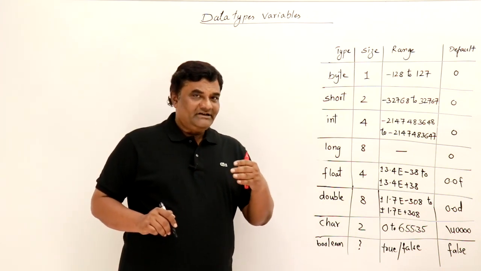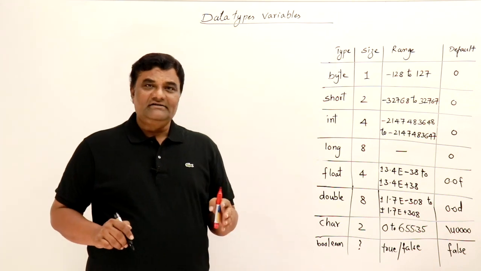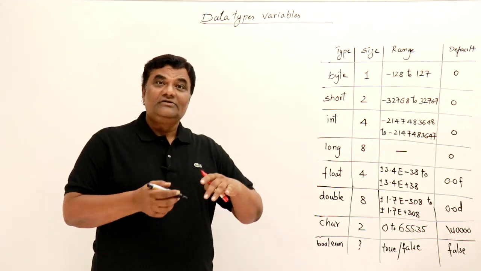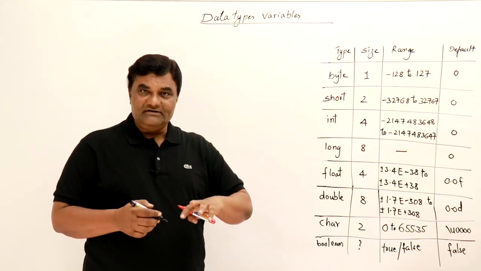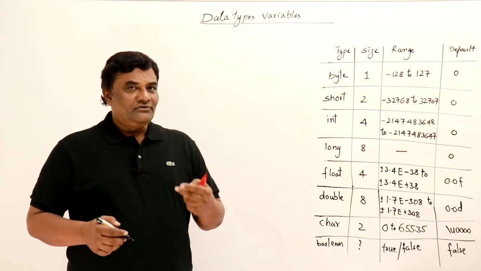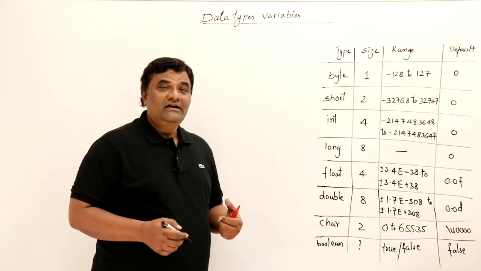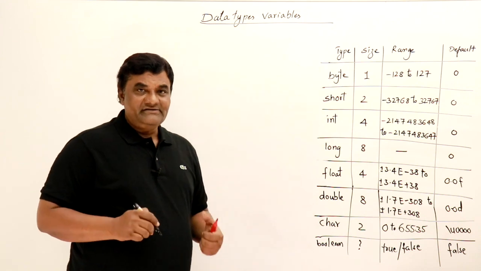If you know something about the C language, you might have heard that in C an integer takes 2 bytes or 4 bytes. Maybe you have heard this 2 or 4 bytes. So here integer is taking 4 bytes. Why? On what basis does it take 4 bytes?